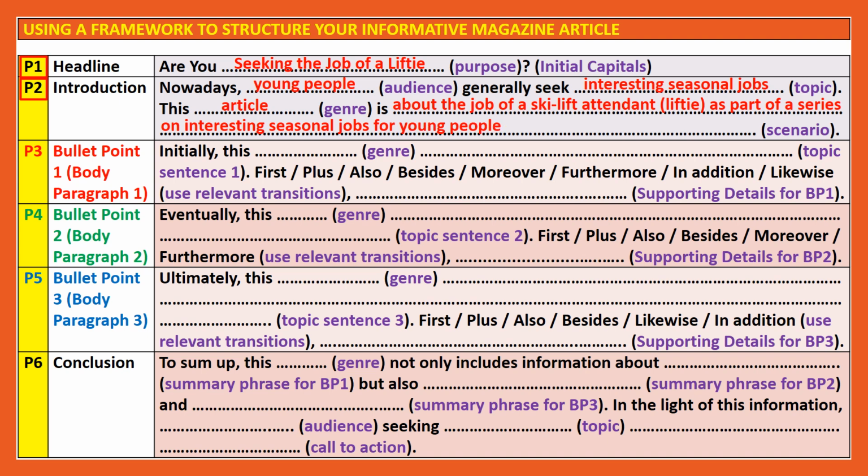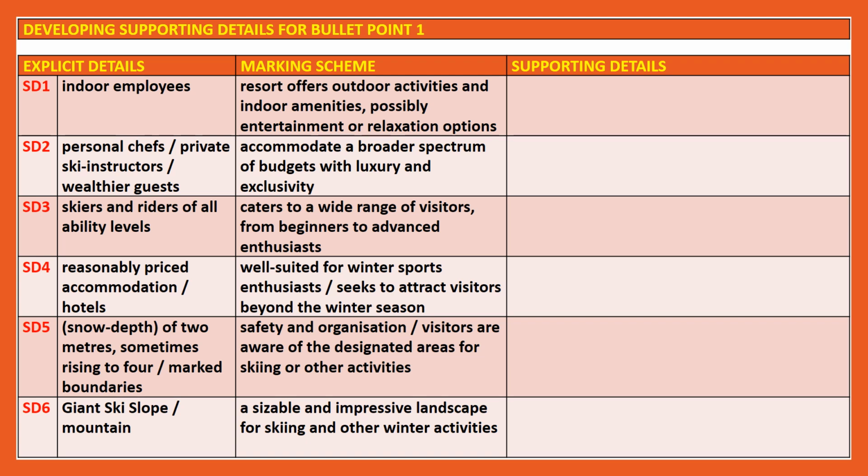Write 3 body paragraphs, P3 to P5. Start P3 with a paragraph transition, reference to the genre, and a topic sentence, deriving it from the first bullet point in the prompt to introduce the first body paragraph. Ensure you use relevant transitions to each of the supporting details. Now develop supporting details for the first bullet point.